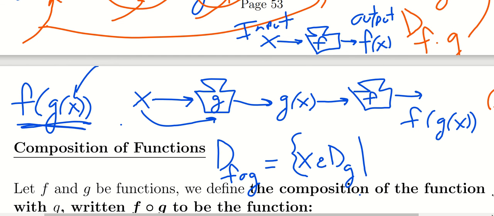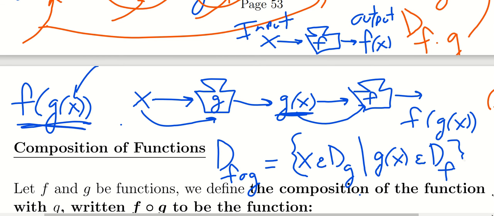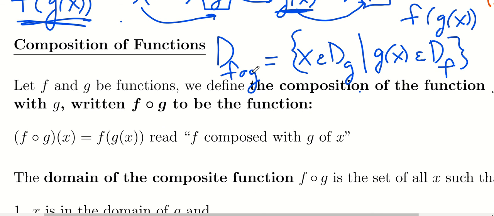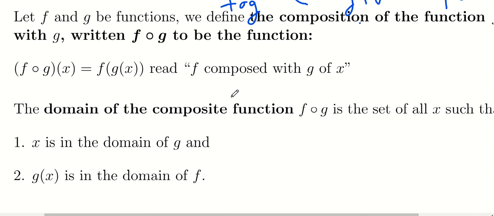Then the next thing that we have to do, once we get that output g of x, is that value must be allowed to be plugged into the function f, which means that g of x must be in the domain of f. If g of x is in the domain of f, then we can plug it in, and we will get an output as a result of our composition. So this is the domain of a composite function. It's the x's in the domain of g, such that the g of x value, the output, is in the domain of f. And this is stated in the notes.